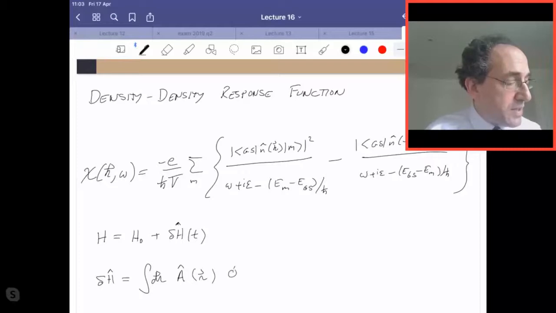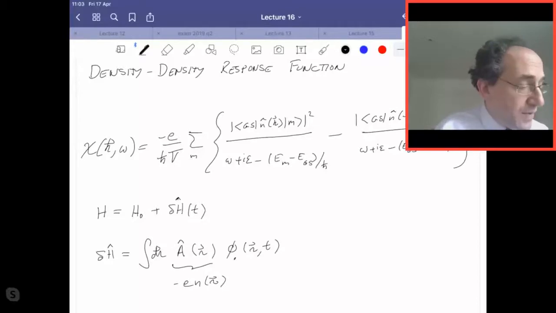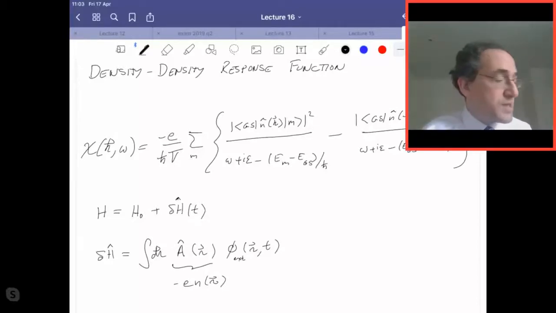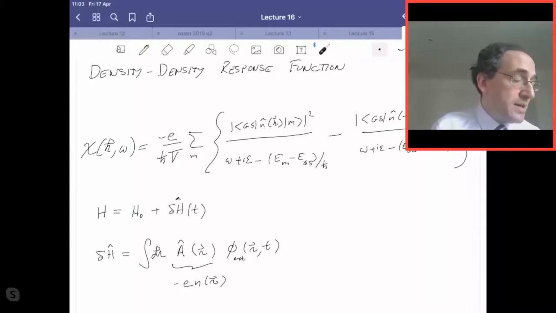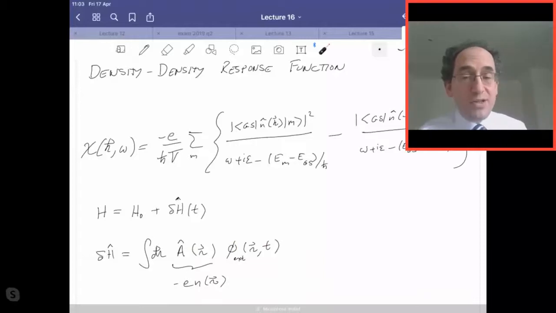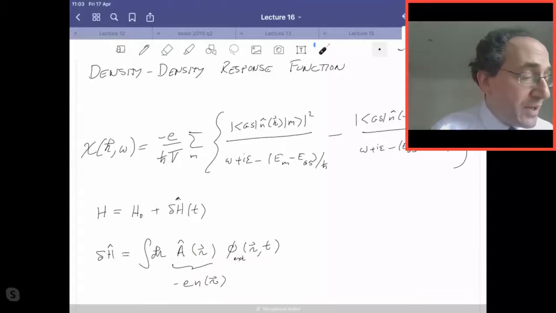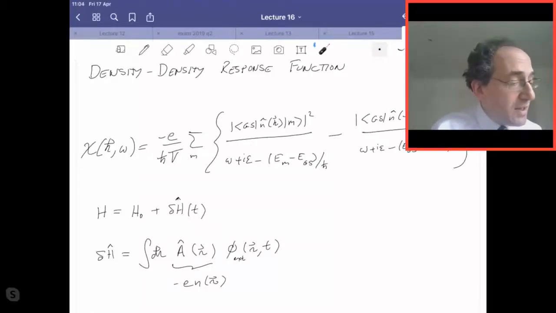So we chose to work with delta H, which is of the following form: integral dr of a hat of r times phi of r comma t, where we chose this a hat to be minus e times the density. This phi was viewed as the external potential, but we could have just as well worked with a coupling of a current to an external vector potential, or anything we want. We can couple any operator to some external perturbation, and the same type of calculation goes through. So we'll be a little bit more general here and call this generally A.